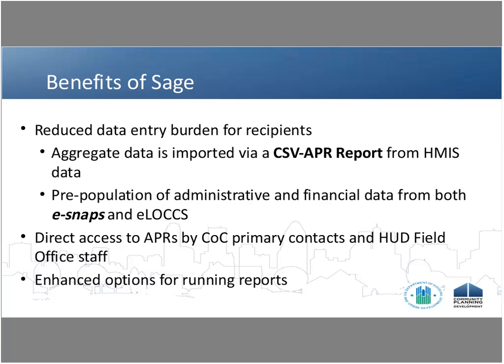Another benefit of Sage is that it prepopulates administrative and financial data from both eSnaps and logs, so it's going to save you some time that way as well. Sage does allow direct access to APRs by COC primary contacts and by the HUD field office staff, so they'll be able to go right in and look for the information that they need for the grantees. And there are also enhanced options for running reports in Sage, which is something that we're really looking forward to at headquarters.